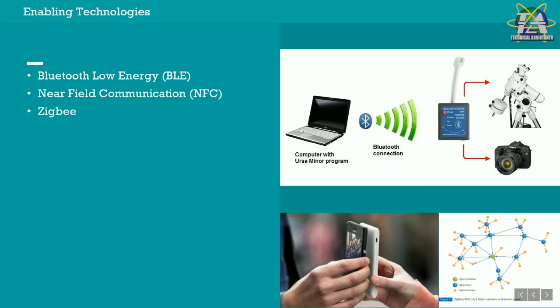ZigBee is a wireless technology that uses a mesh network so that each device becomes a relay path for the connection outwards to the rest of the network. It has a redundant set of paths, thus a higher reliability in the case of failure. It is commonly used in home automation, and in comparison, ZigBee is more economical than Wi-Fi and it consumes less energy than Bluetooth.